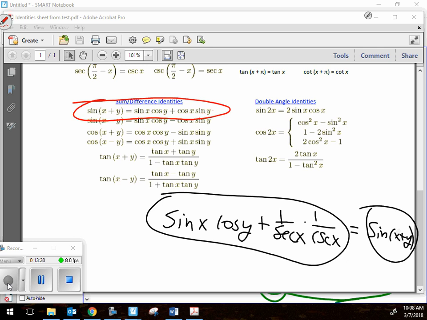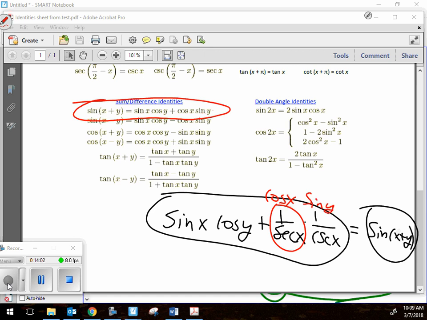What do I do? I take the more complicated side. Is that the left or the right side? The left side is more complicated. I take the left side and I simplify it down and try to make it the same as the right side. So do you see the simple substitutions that I made? What is 1 over secant the same as? Cosine. And what is 1 over cosecant? Sine.